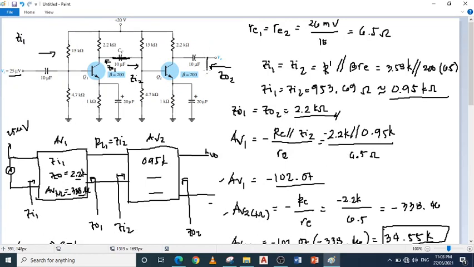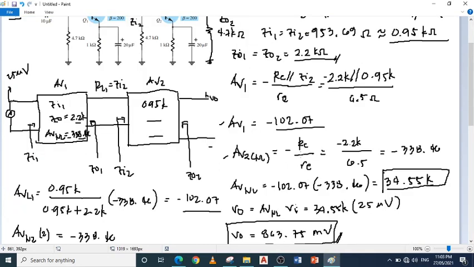so kung meron tayong nakalagay na load na 4.7 kilo ohms, so walang magbabago sa gain ng stage 1 natin. Ang magbabago is yung second stage natin. So for the second stage, instead na ito, ay magpaparallel tayo ng 4.7.